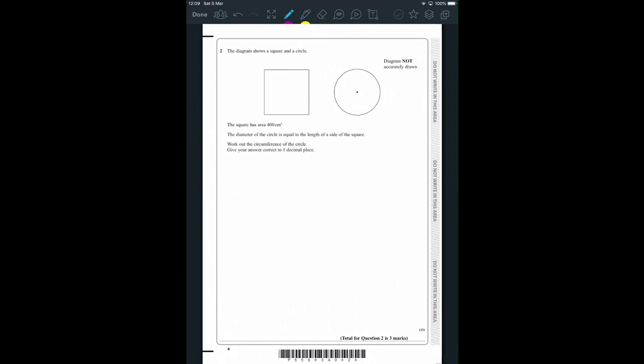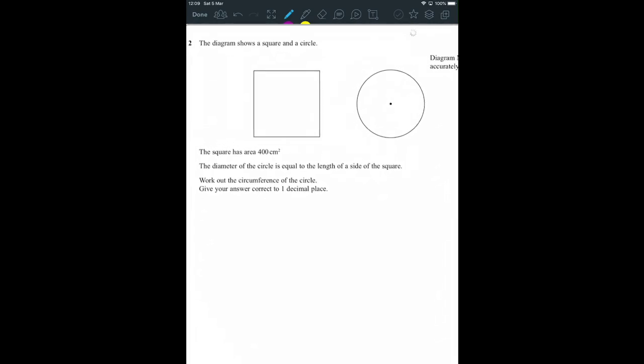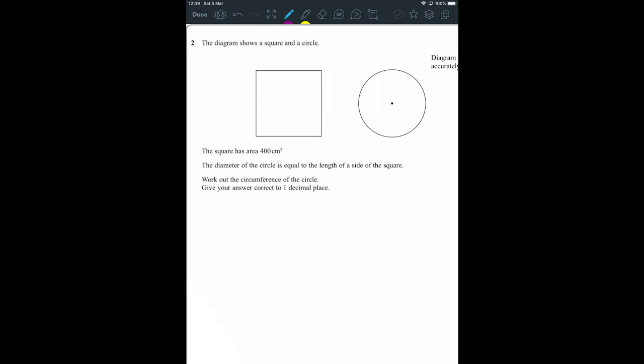Question 2. We have a square with an area, and the diameter of the circle is the same as the length of the side of a square. Well, a square, if the side lengths are both the same, so that's saying that h squared is 400. So the side length of the square is the square root of 400, which is 20. That's the same as the diameter of the circle. But I do want the circumference. So because I want the circumference, I'm going to use that diameter.